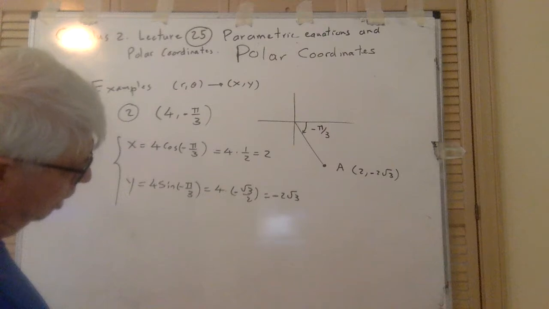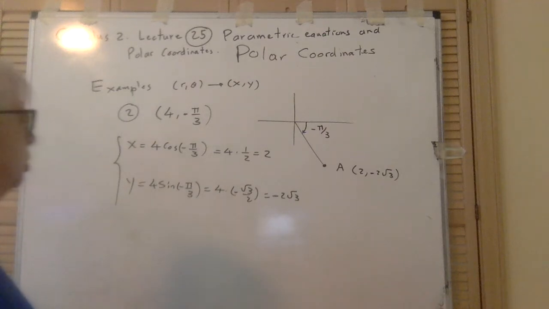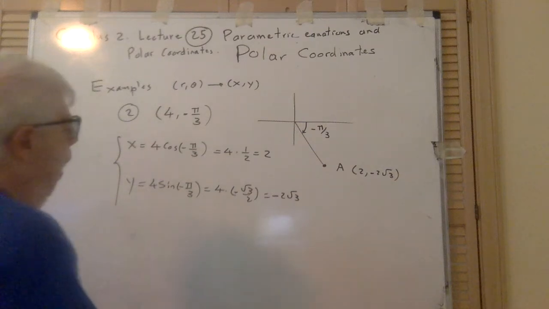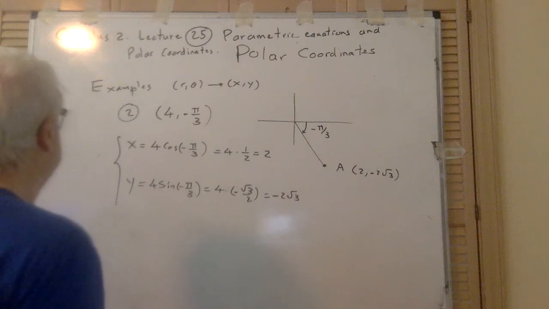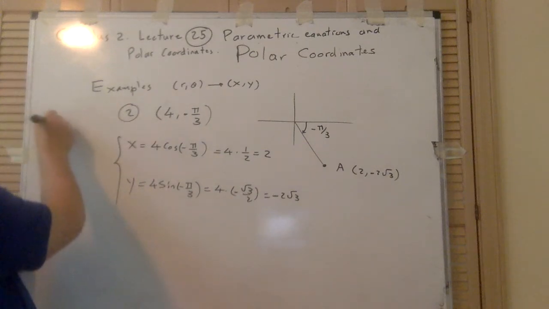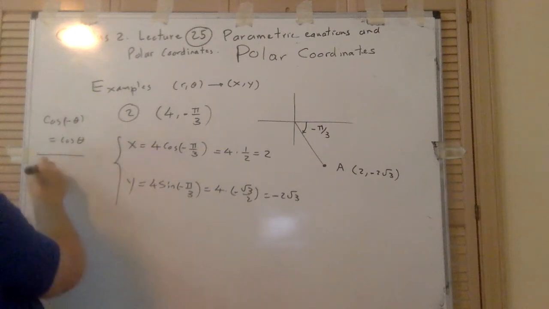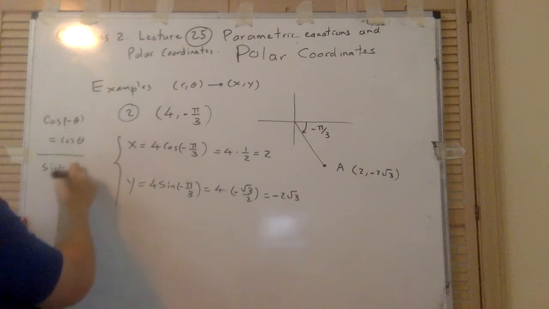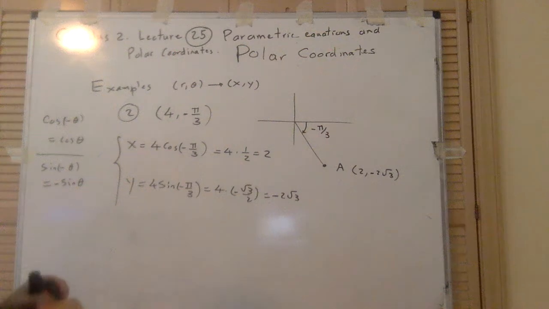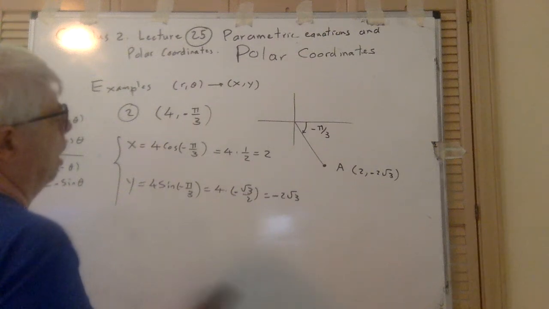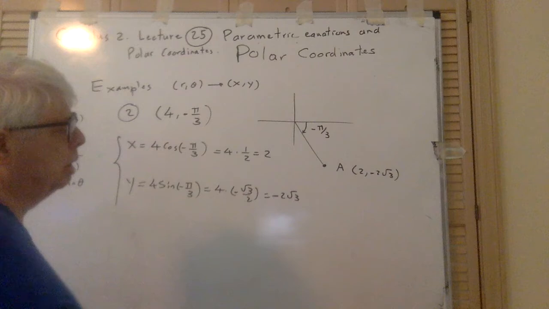Is it correct? Yeah, I guess x is positive and y is negative. Okay. So that's what happens. So let me remind you that cosine of minus theta is simply cosine theta, but sine of minus theta is minus sine theta. Okay? I guess that's enough for rectangular coordinates.